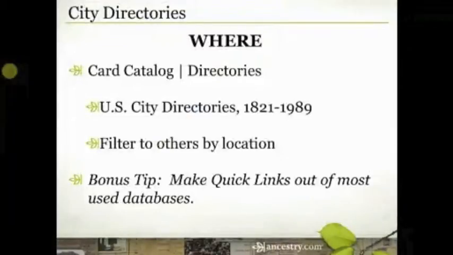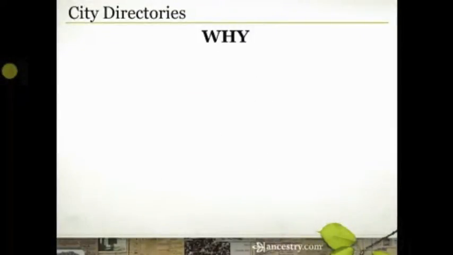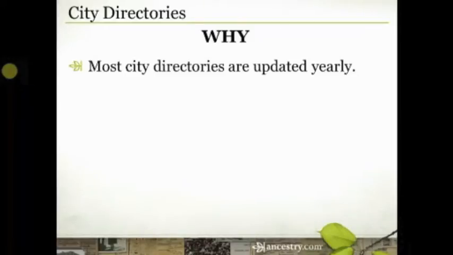Now, let's talk for just a minute about why you might want to use city directories, what benefit it's going to be for your family history. The first thing is that most city directories are updated yearly, so it's a really great resource for tracking your family through time. Census records, especially here in the United States, are taken once every 10 years on the zeros, so 1910, 1920, 1930. And city directories, however, are updated yearly, and so if your family moves in between censuses, it allows you to track them.